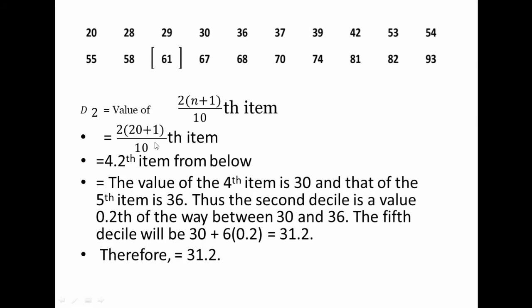So 2 into (20 plus 1) divided by 10 means the 4.2th item from below. So the value of the fourth item, which I want to highlight, is 30. 1, 2, 3, 4. This is the fourth position value. The value of the fourth item is 30, and that of the fifth item is 36. So this is the fifth item. Thus the second decile is a value 0.2 of the way between 30 and 36.